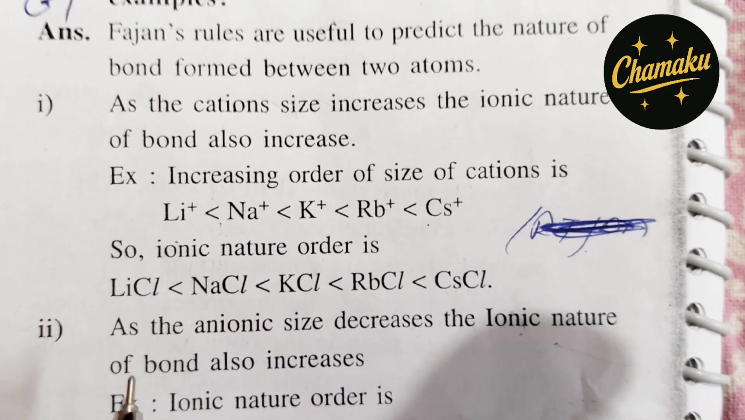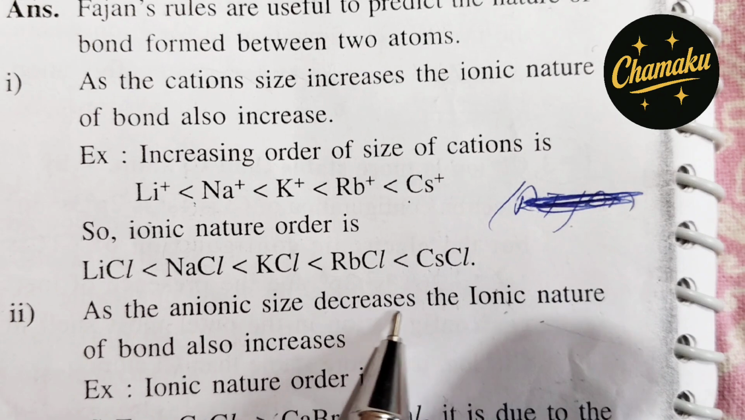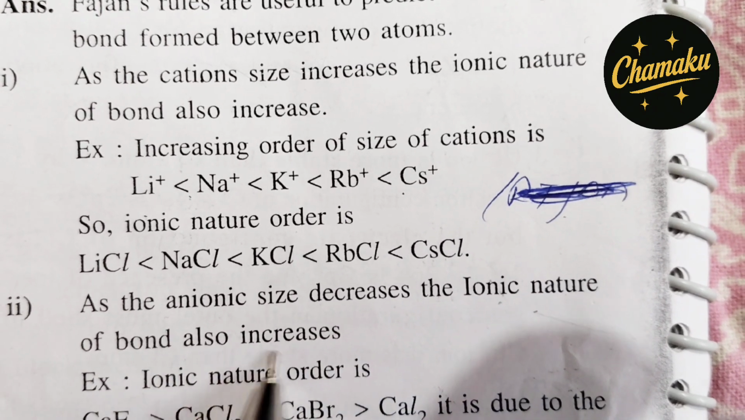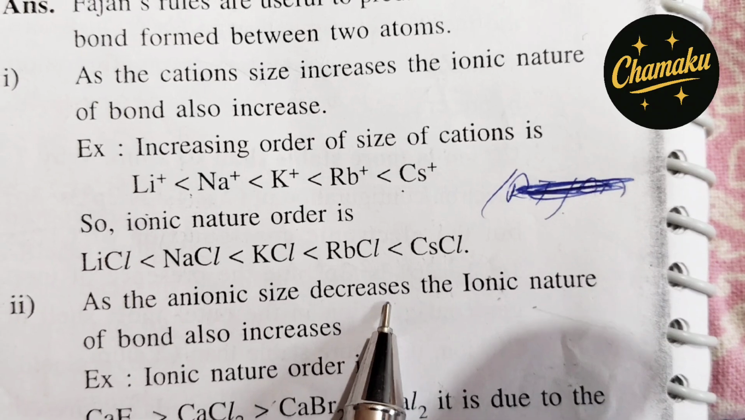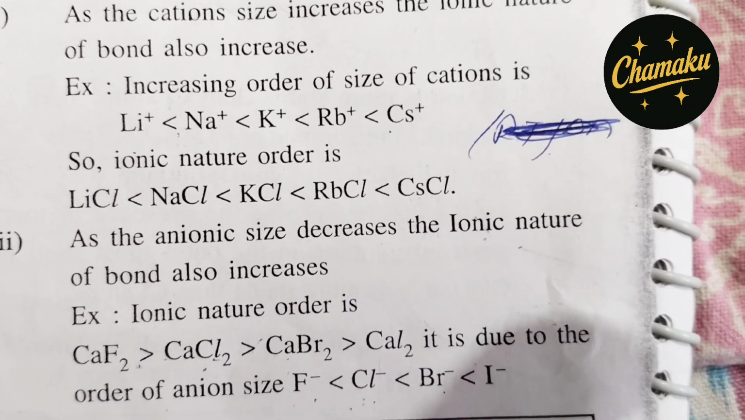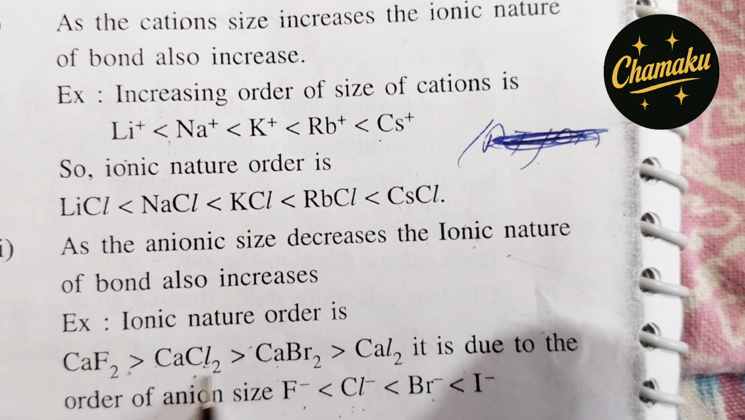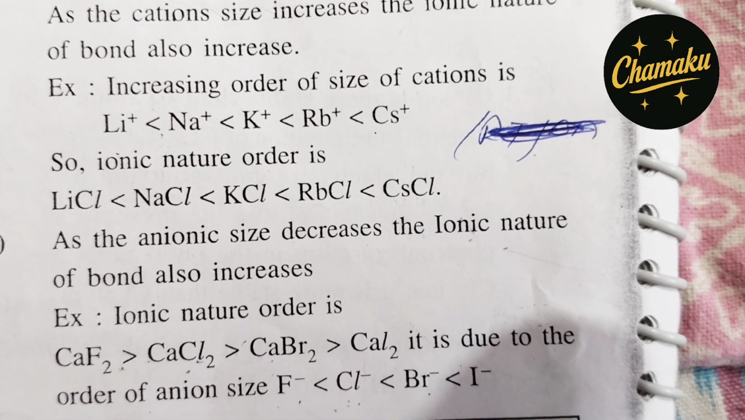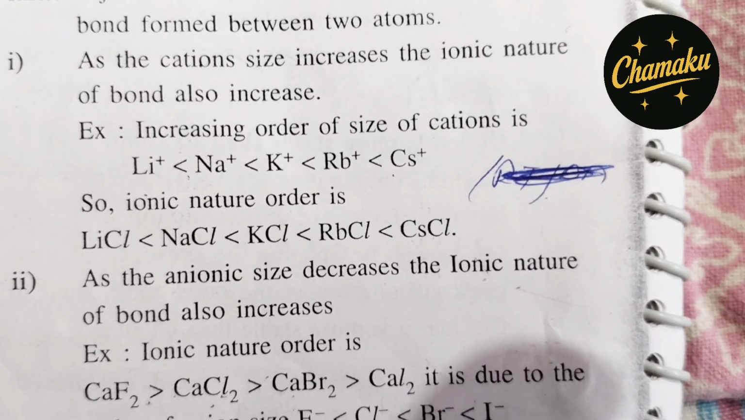Next rule: as the anionic size decreases, the ionic nature of bond also increases. Okay. So example, ionic nature order is this one, and it is due to the order of anion size. Okay. These are the first two rules.